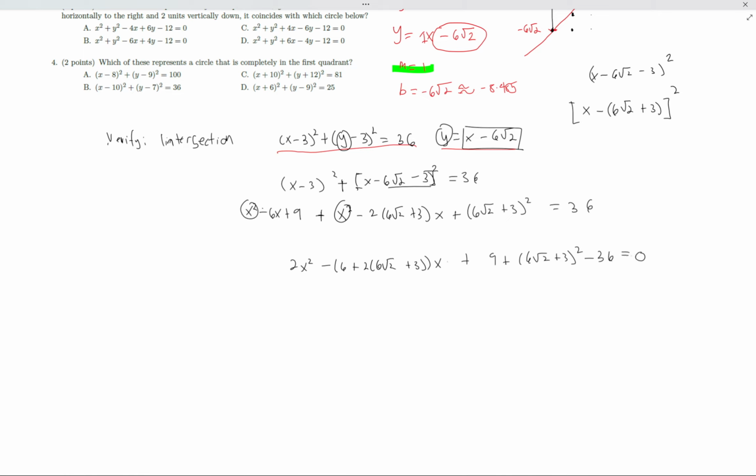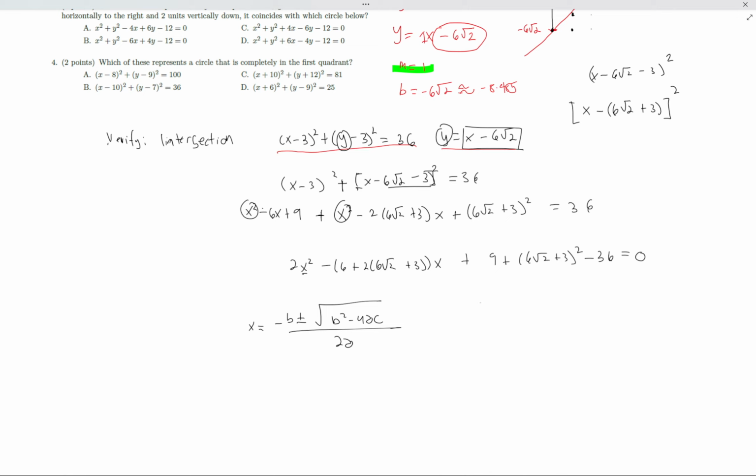Now, for simplicity, we can use the binomial theorem right here. The quadratic equation right here. Remember, in order to solve for x in here, we can use the formula x is equal to negative b plus minus square root of b squared minus 4ac divided by 2a.